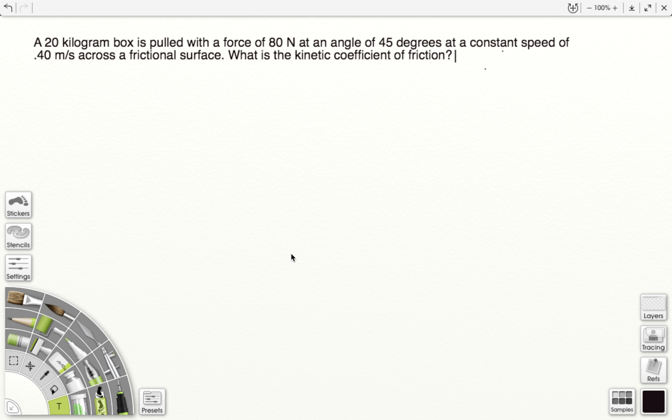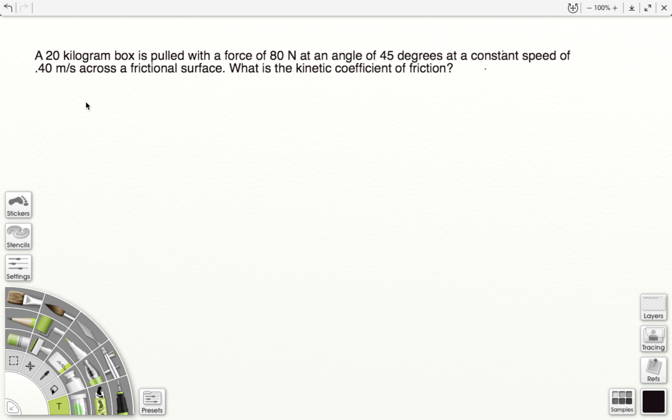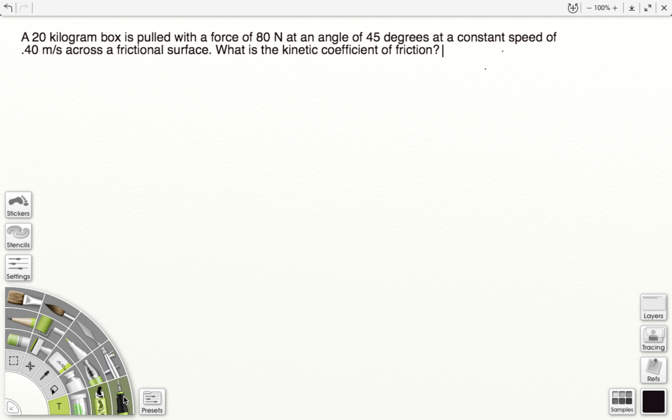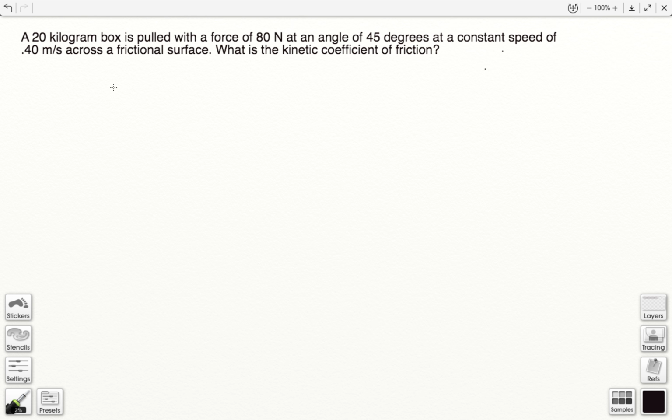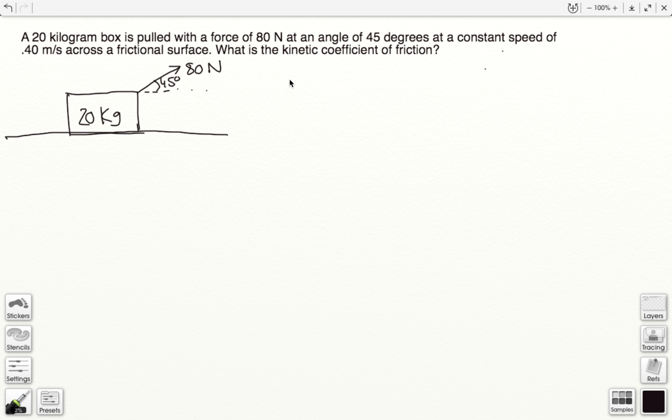Okay, so here we have a block that is 20 kilograms, and it's being pulled across a frictional surface with a force of 80 newtons and an angle of 45 degrees. It's moving with a constant speed of 0.4 meters per second. What is the kinetic coefficient of friction?